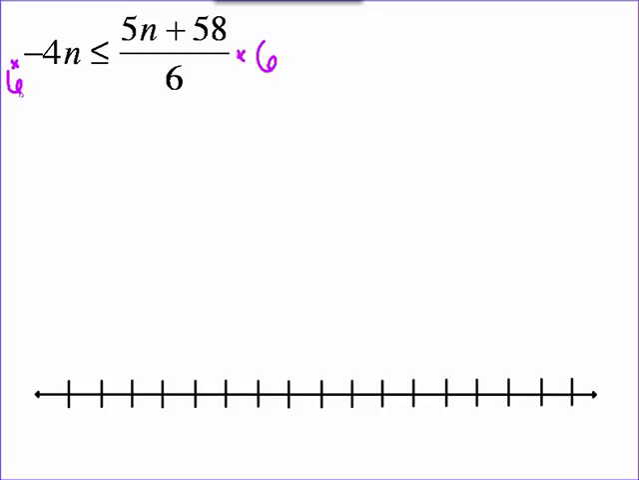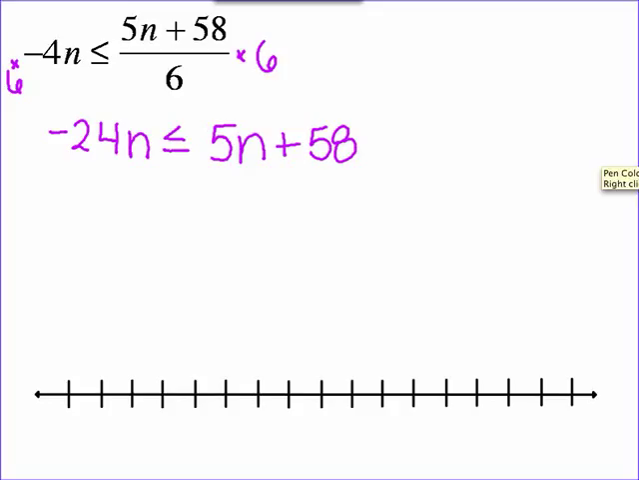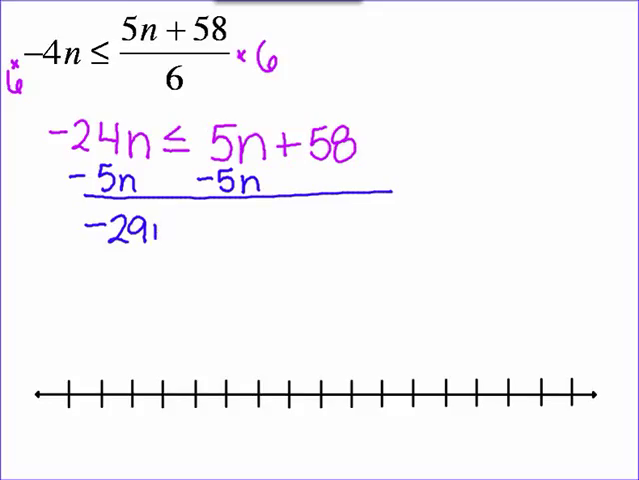Now, do I flip the inequality? No, because 6 is positive. On the left side, what do you get? Negative 24n is less than or equal to 5n plus 58. Now see how slick that worked? By getting rid of the fraction, I've made this a lot more manageable problem. So here I'm going to now subtract 5n from both sides. And when I do that, I get negative 29n is less than or equal to 58.